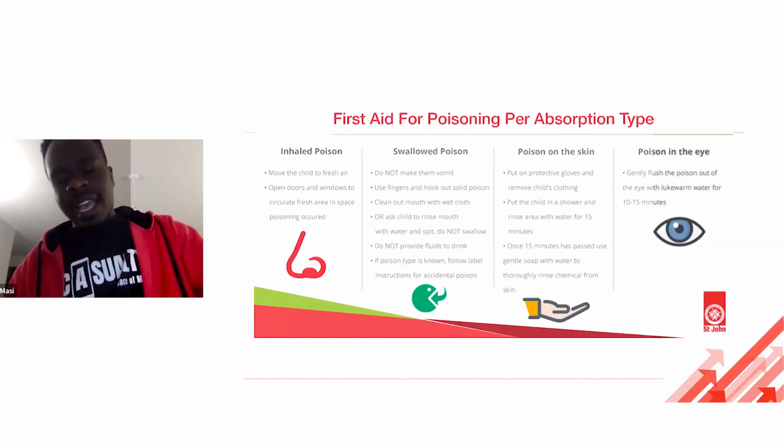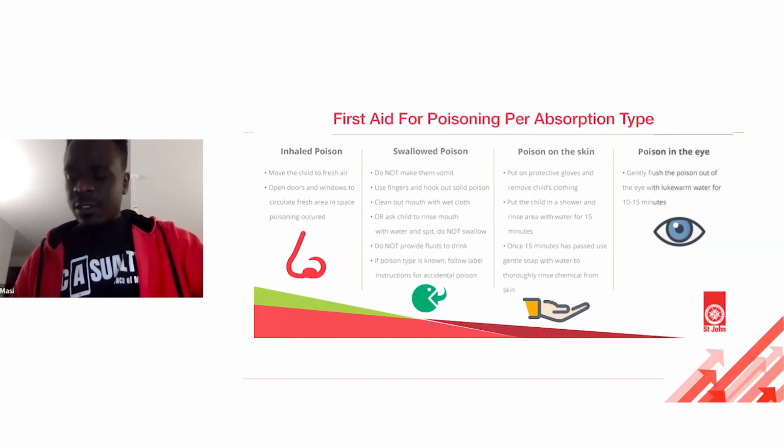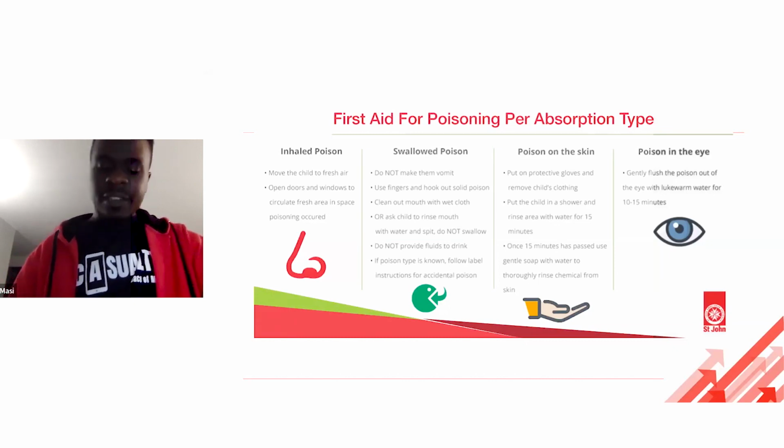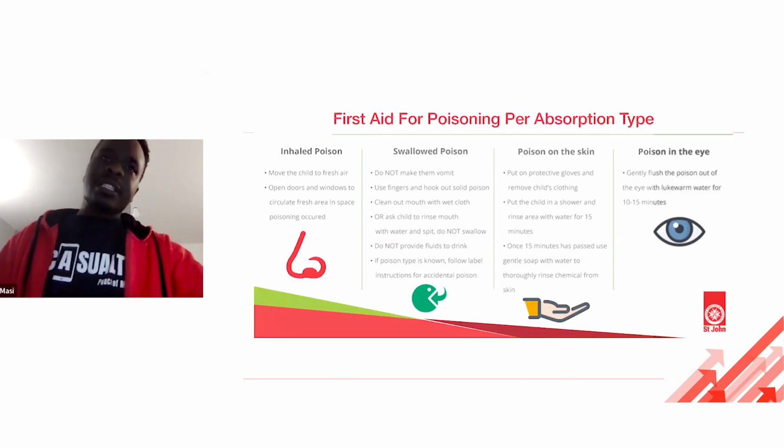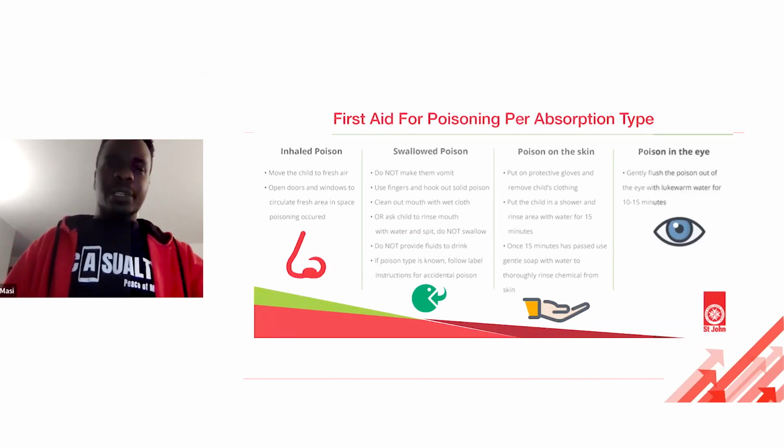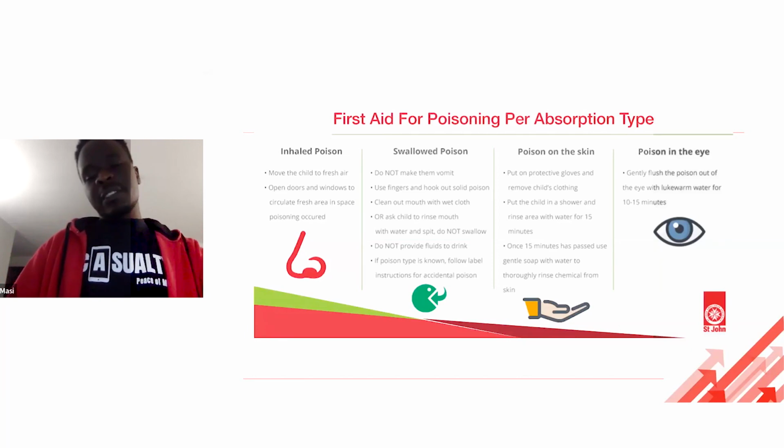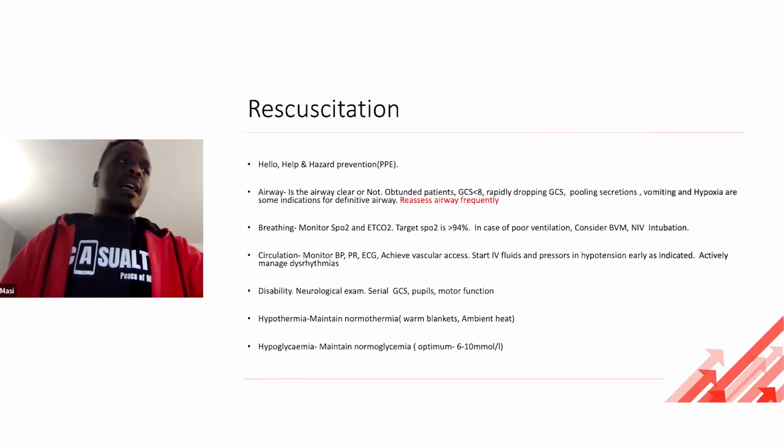In terms of poisons in the eye, which essentially occurs to a lot of us in our early years and even during our practice, it is important to essentially flush the poison out by washing with lukewarm water for 10 to 15 minutes. Ideally, that should be running water.